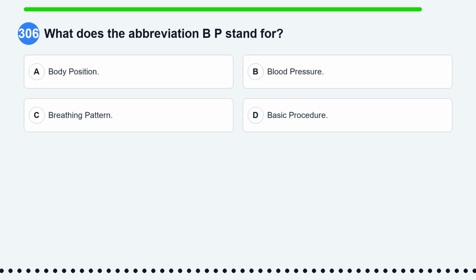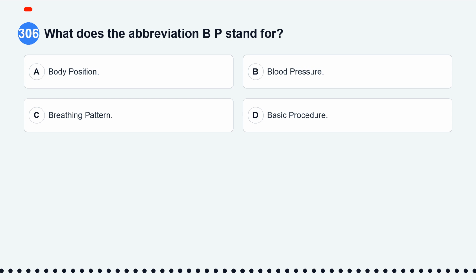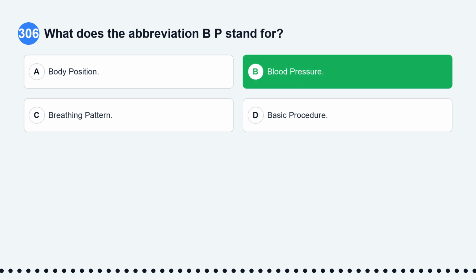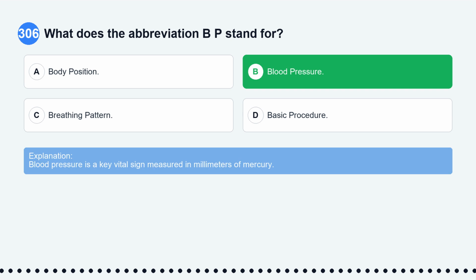Question 306. What does the abbreviation BP stand for? Option A, body position. Option B, blood pressure. Option C, breathing pattern. Option D, basic procedure. The correct answer is option B, blood pressure. Blood pressure is a key vital sign measured in millimeters of mercury.